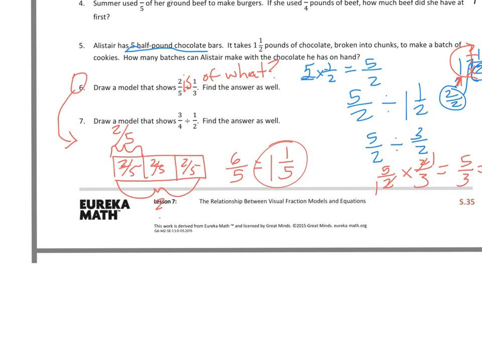Now, right underneath the problem and under 6, I'll do the invert and multiply. So I'm multiplying now, and 1/3 goes to 3 over 1. And I get 6/5. 2 times 3 is 6. 5 times 1 is 5. And that goes to 1 1/5. So that's where the model comes into play and kind of helps.